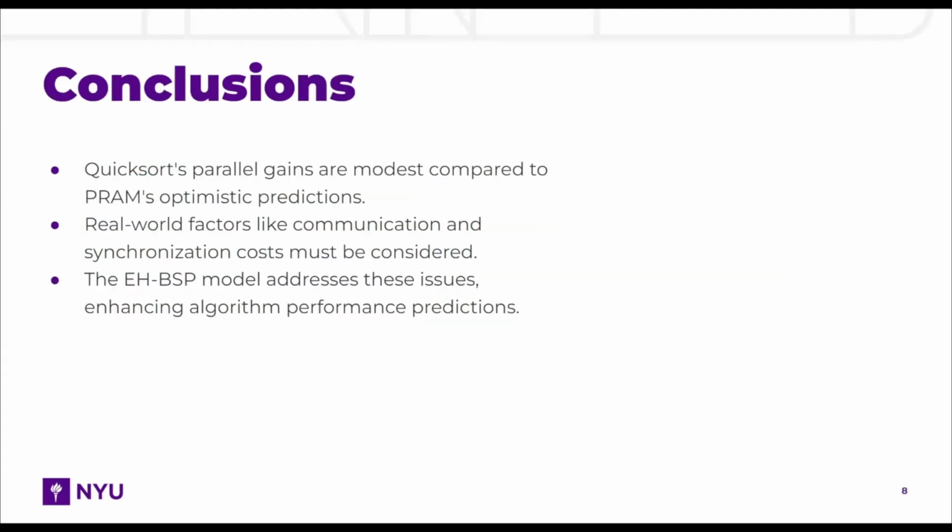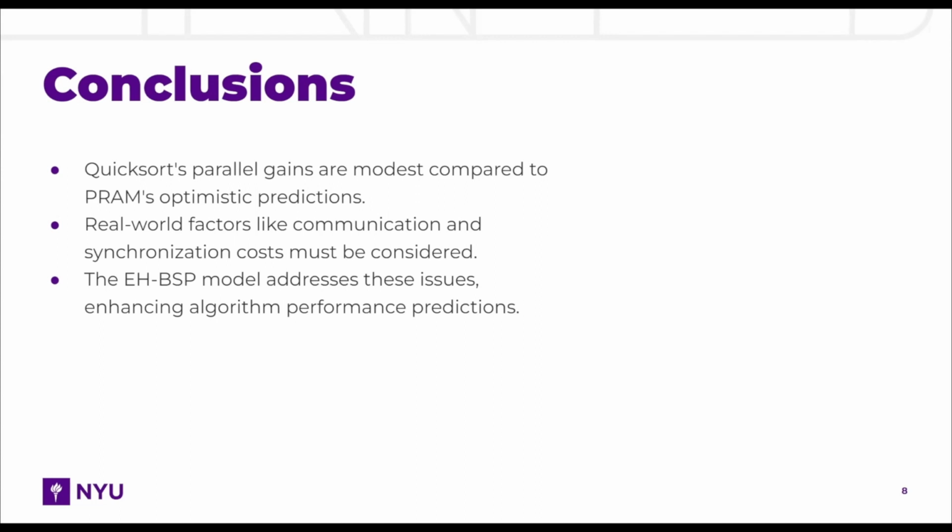We have seen that the gains from parallelizing QuickSort, while beneficial for tackling large problems, aren't as good as we once thought. This brings us to an important realization. Factors like how our computers communicate with each other and stay in sync cannot be ignored. They are the essentials of the parallel computation and play an important role in how well our algorithms run.